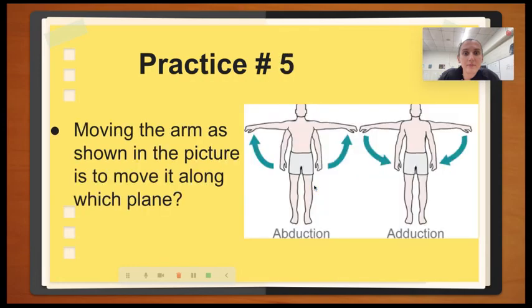3 more. Practice number 5. Moving the arm as shown in the picture is to move it along which plane? So the image is literally just raising and lowering its arm. So if you're moving like this, or kind of like if you were making a snow angel, what plane is it moving along? Is it moving along the sagittal plane, the frontal plane, or the transverse plane? Okay, so let me know, write it down. Question number 5 out of 7.